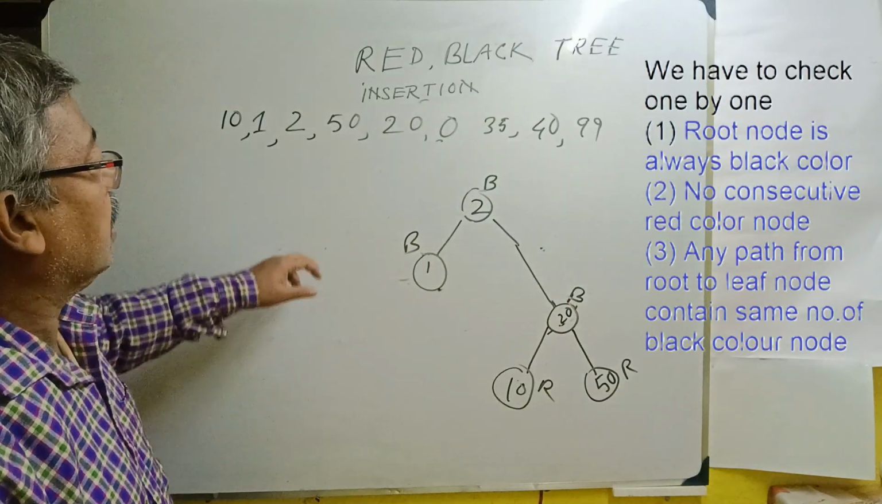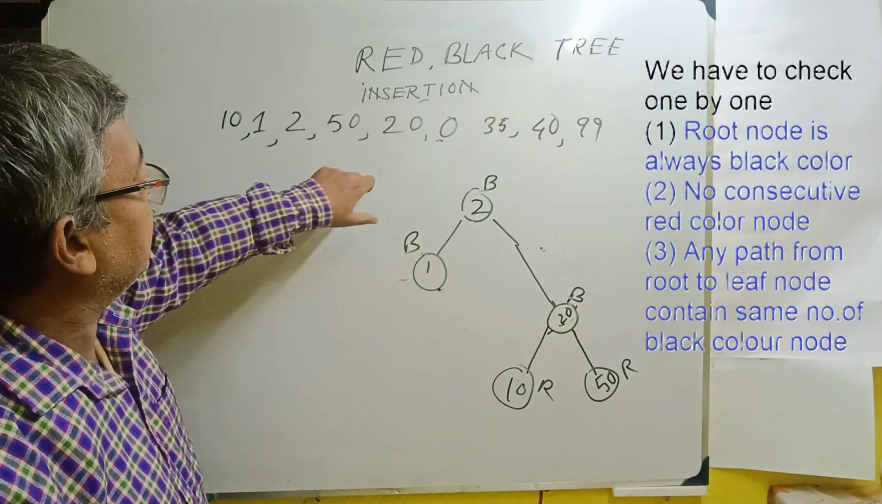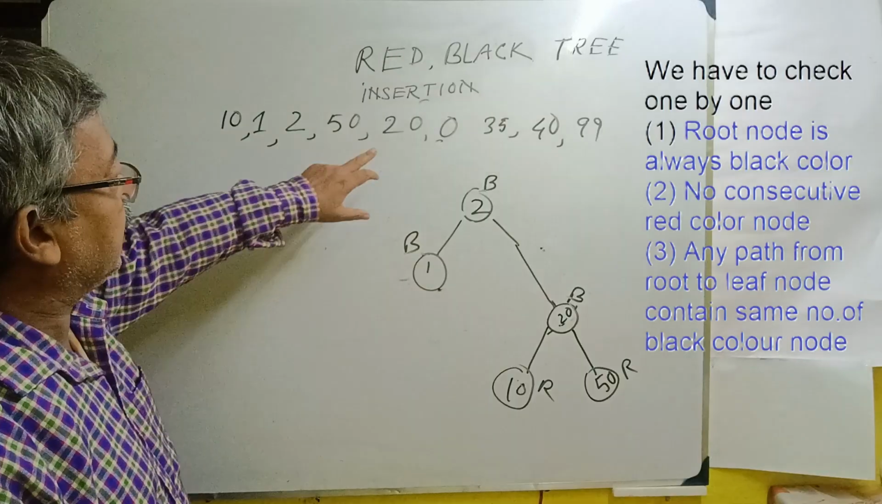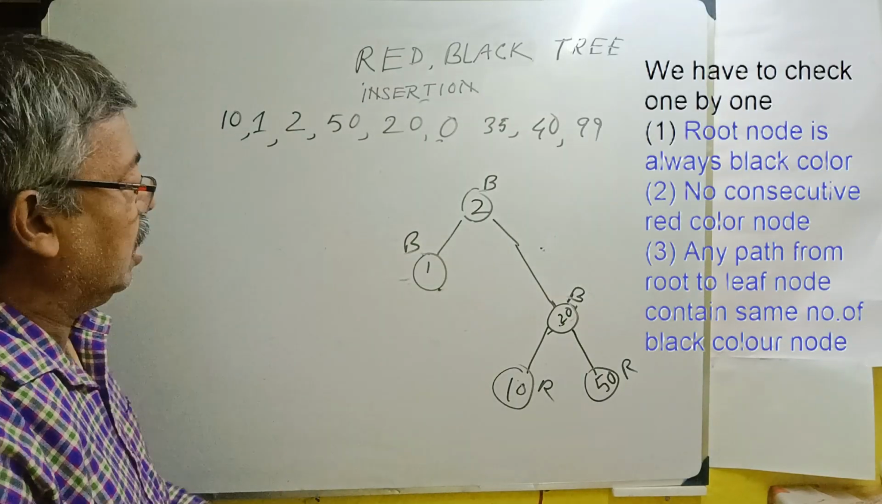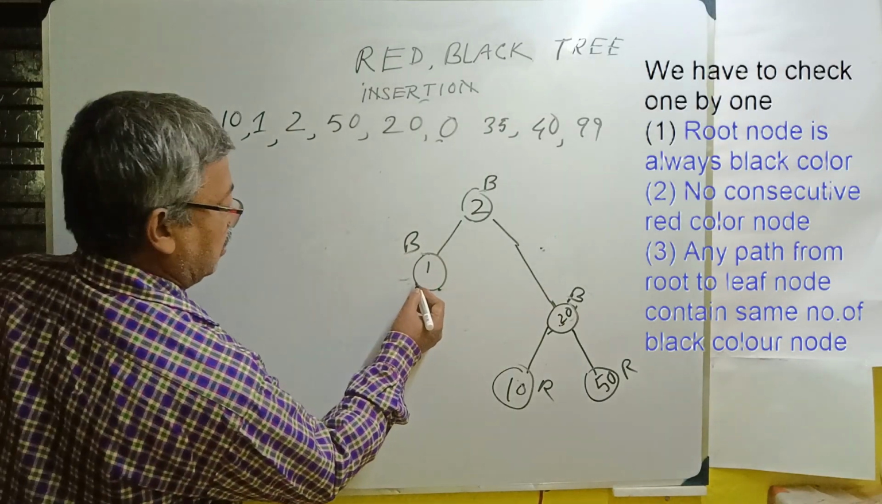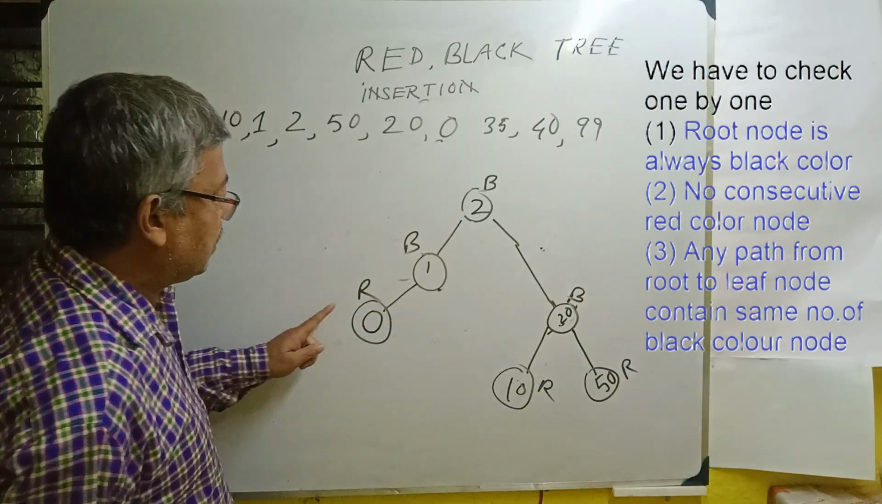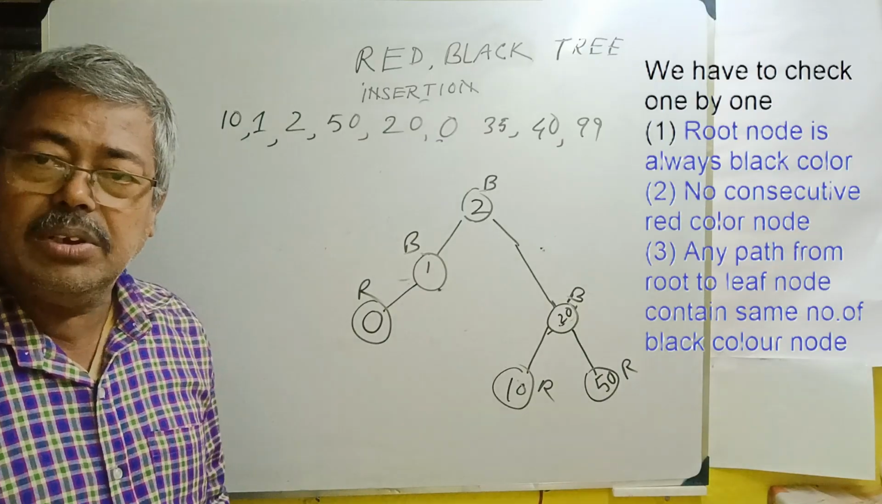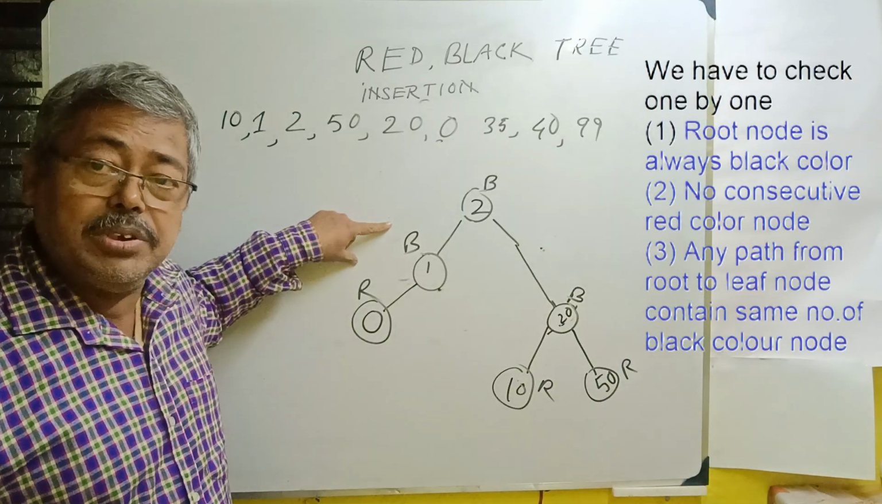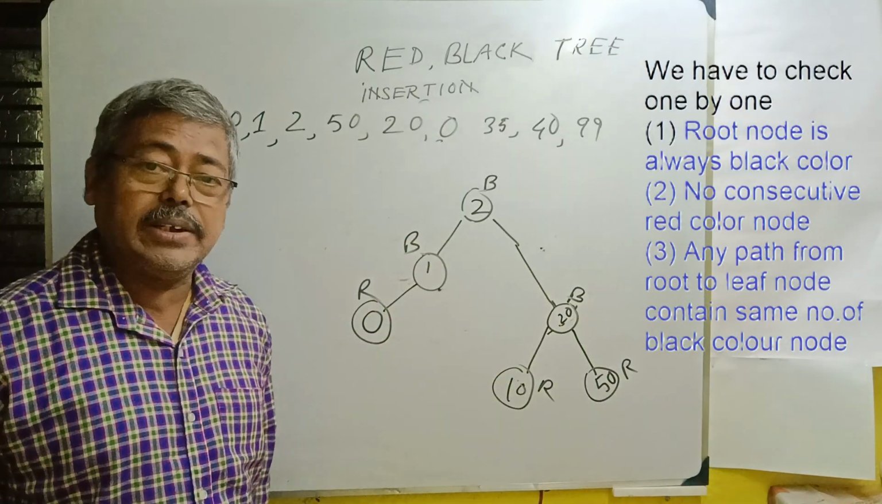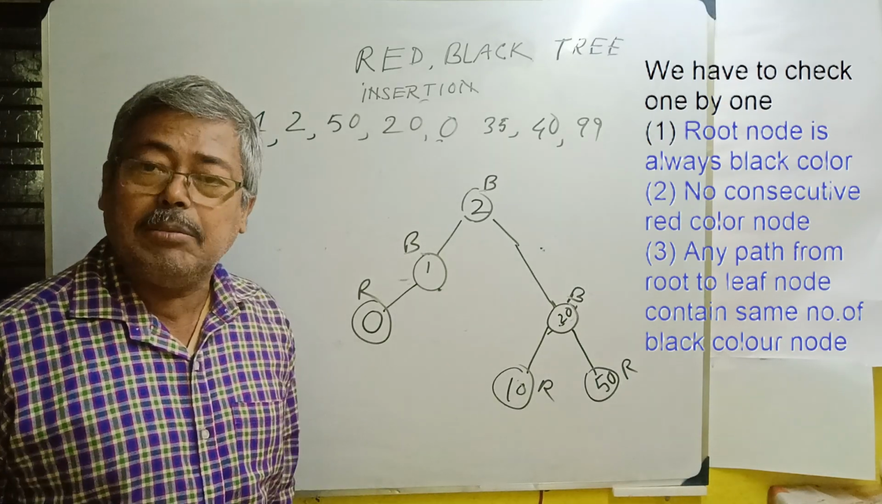Now I'm inserting the next node. 50 already inserted, 20 already inserted. Now we have to insert 0. 0 means less than 1. Okay, the color is red. After inserting 0, red-red confliction has not arrived. So the tree stays as it is, as a red black tree.